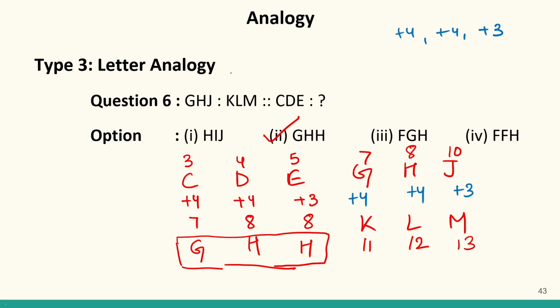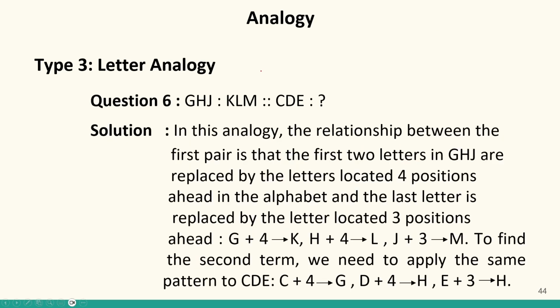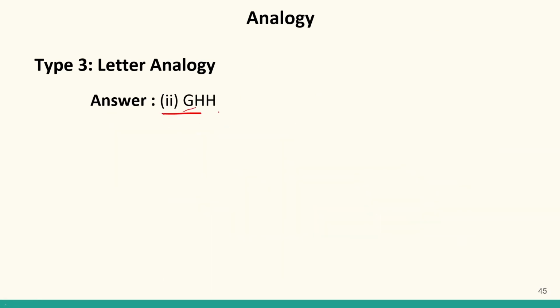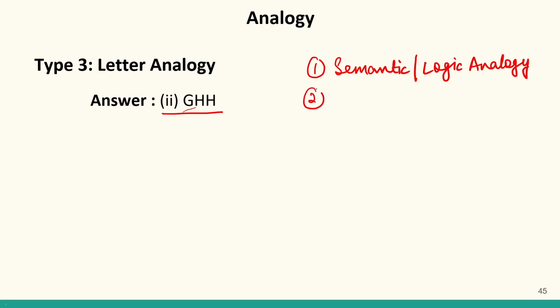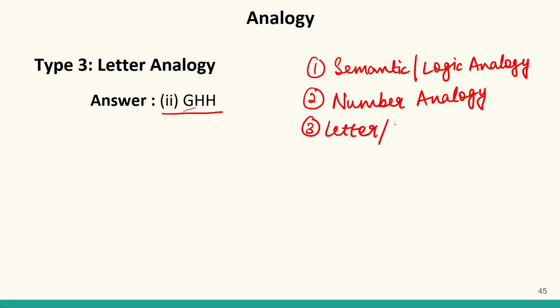So this concludes our letter analogy. This was the last question in letter analogy. GHH, option number 2. So in today's class, we completed 3 types of analogy questions. Number 1 was semantic or logical analogy. Then we completed number analogy. And then we also completed letter analogy or alphabet analogy.